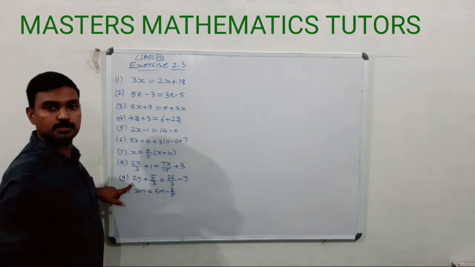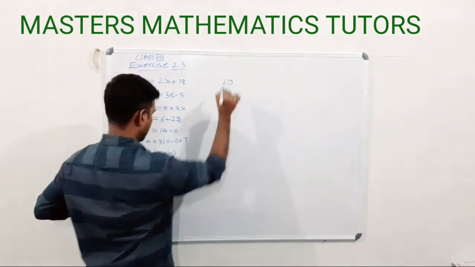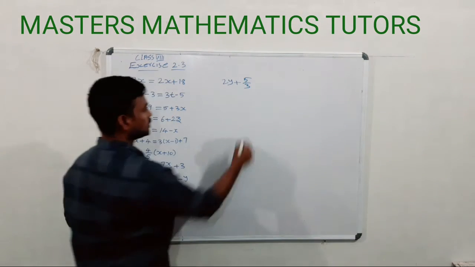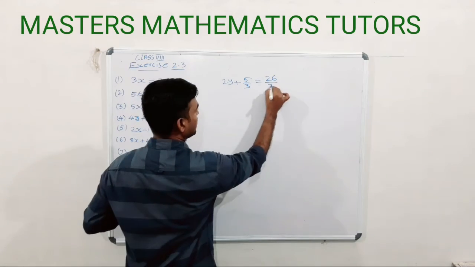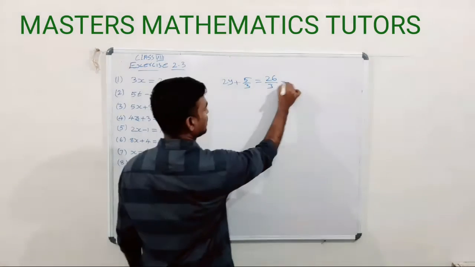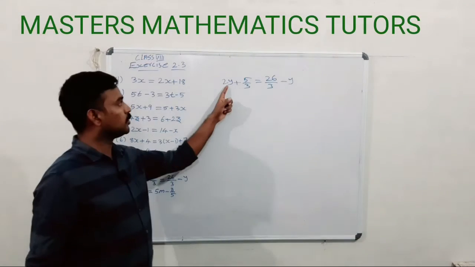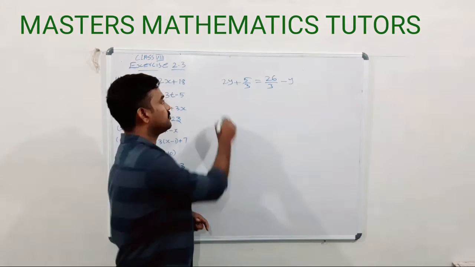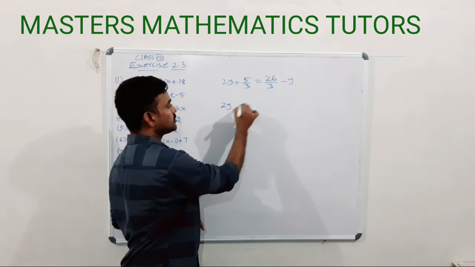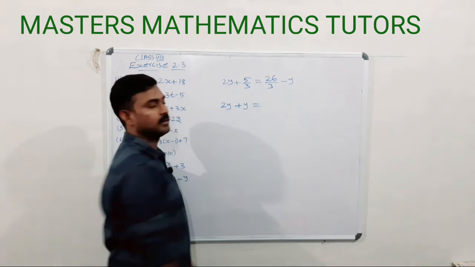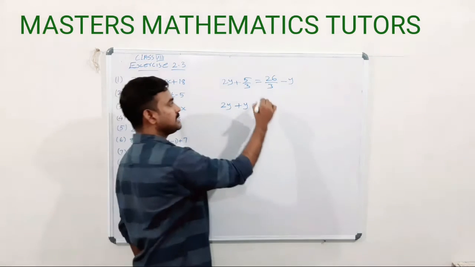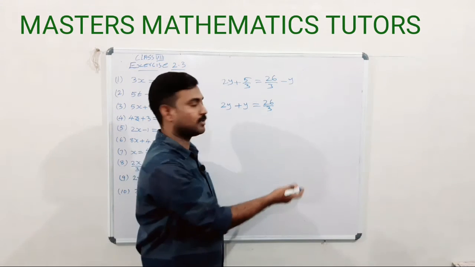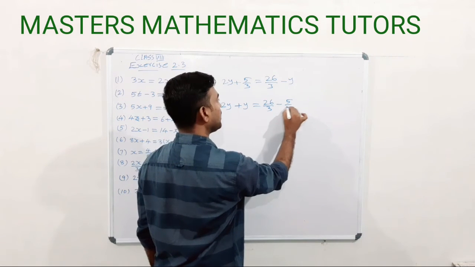Now our ninth question, 2y plus 5 by 3 is equal to 26 by 3 minus y. Here the y terms are on the left and right side. So we can bring this minus y to the left. Here already 2y is there. This minus y becomes plus y, which is equal to here 26 by 3. This plus 5 by 3 transposed to the right side will be minus 5 by 3.